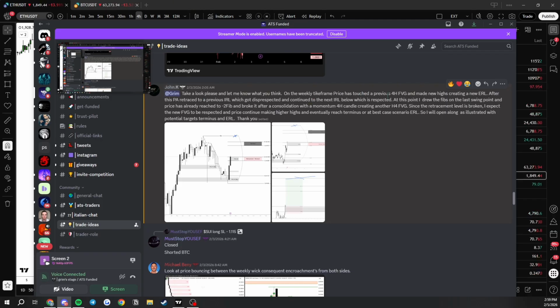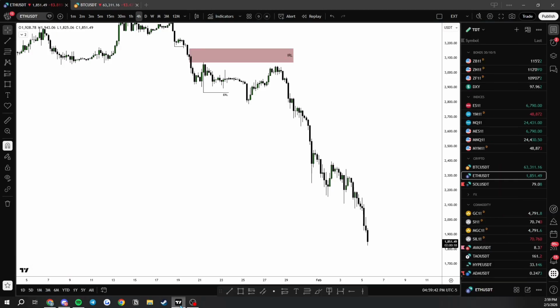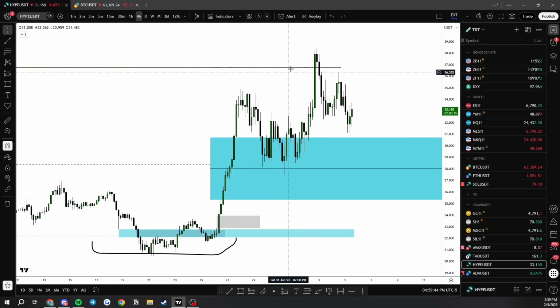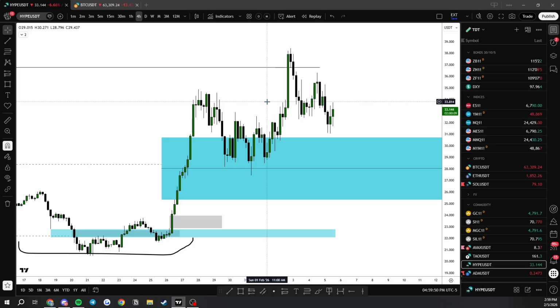On weekly time frame, prices touched a previous 4 hour fair value gap and made a new high, creating a new ERL. After this, price action retraced to previous IRL, which got respected. Continued at this point, I drew fibs on the last swing point. Prices already reached -2. So when we say -2, we put STDV, standard deviations, if you guys want to use correct terminology. But yeah, broke it after consolidation, momentum, 4 hour candle. Yeah, solid. You're looking at the right thing, which if we go back to hype, right, it did take out that high, just like you had it mapped out. So solid, solid work.